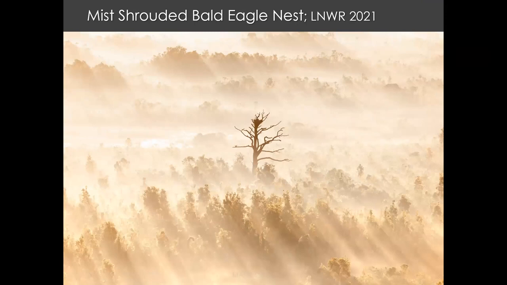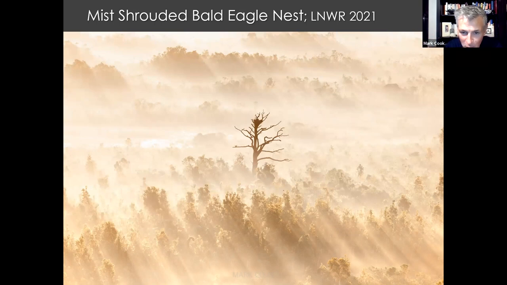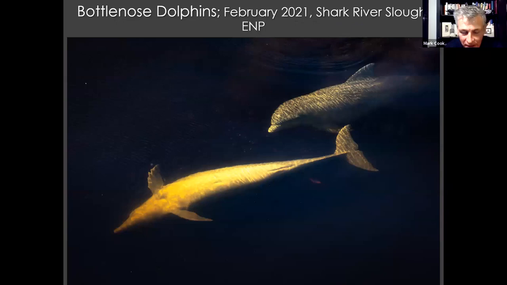Yeah, and that's the same nest a year later, taken last year. So we're slowly starting to see the decay of that tree, and I'm hoping for another foggy shot this year.